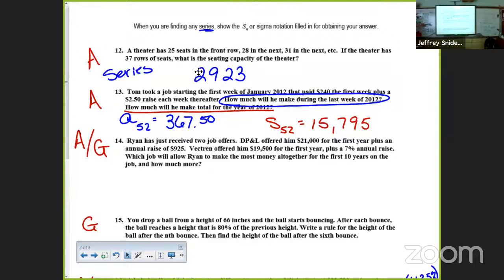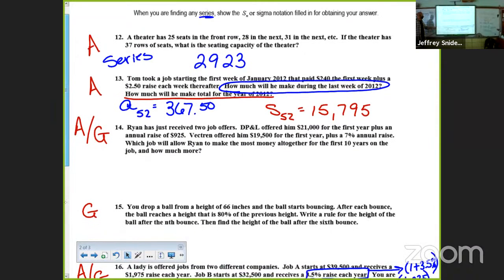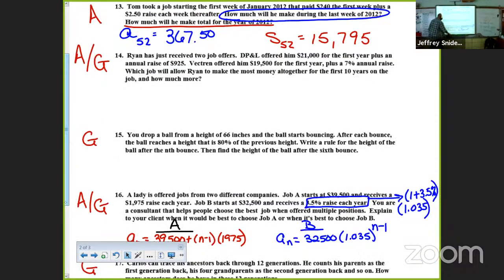Number 14 is a lot like number what? 16. So I'm not going to do that with you right now. If you were struggling with 16, you probably didn't get 14. Is 14 a series or just a sequence, or is it both? It's both. Okay, come back to that. What about 15? Are you just doing the sequence, or are you finding a series on number 15? It's just the sequence. You're just finding an A sub n value on this one.